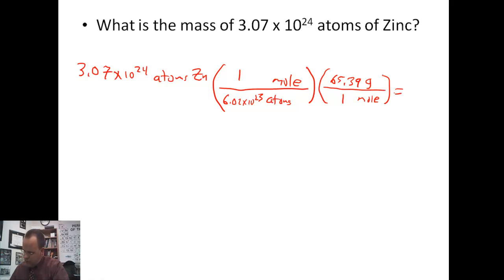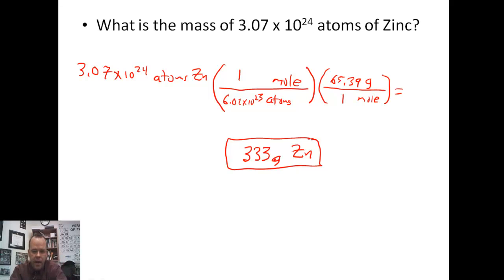So 3.07 E24 divided by 6.02 E23, and then that answer multiplied by 65.39, and we get 333 grams of zinc.